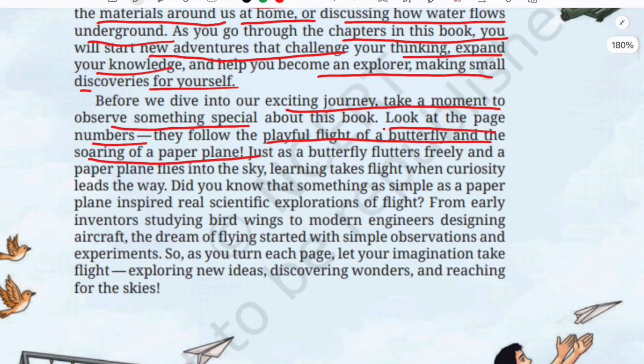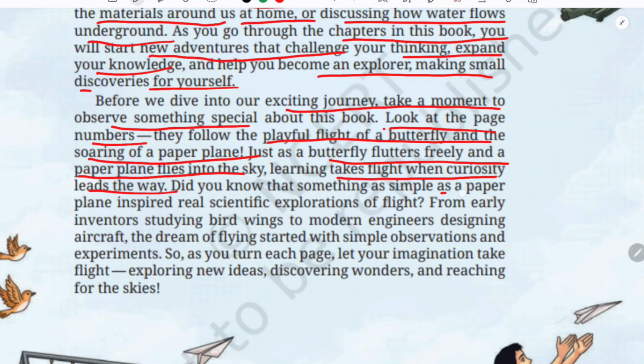Because see, just as butterfly flutters freely and paper plane flies into the sky, learning takes flight when curiosity leads the way. So just like butterfly used to flutter freely in the sky, and when you make a paper plane and when you play with it, especially in a windy days, what happens? It flies into the sky very freely, isn't it? So just like that, what will happen? Your learning, your curiosity will also take that flight. Okay, that means will reach a height, okay, very high.